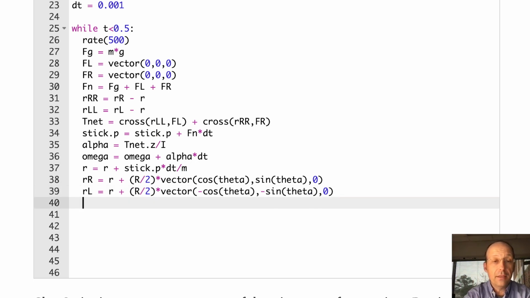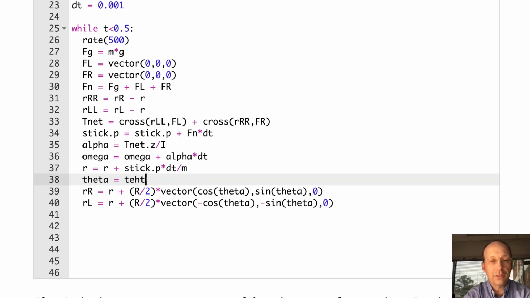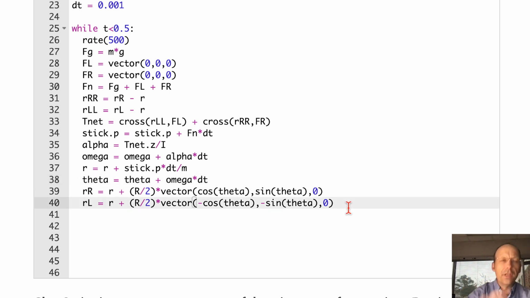I need to update theta. Theta is theta. See, I should have done that before. Should I? I don't know. Let's do it before. I don't think it really matters. So let's say theta equals theta plus omega times dt. That's right. Now I'm going to update the positions. Now I'm going to move the stick.